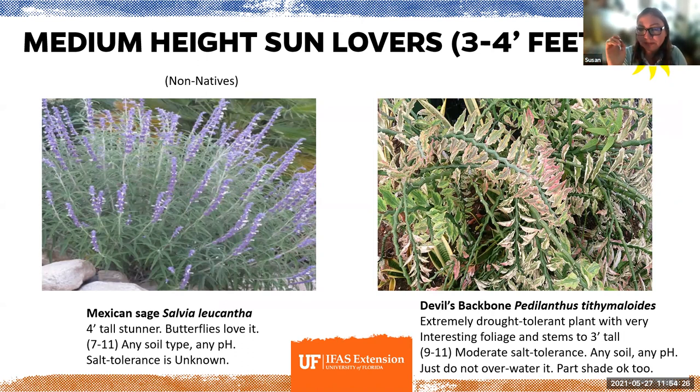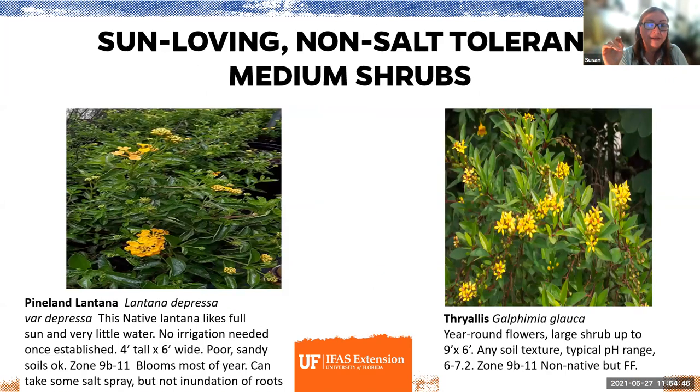Devil's backbone is a great sun-loving 3 to 4 foot tall shrub. It's extremely drought tolerant. It has very interesting foliage, and is great for any soil pH. Just do not water it. It can also live in part shade just as well as sun.